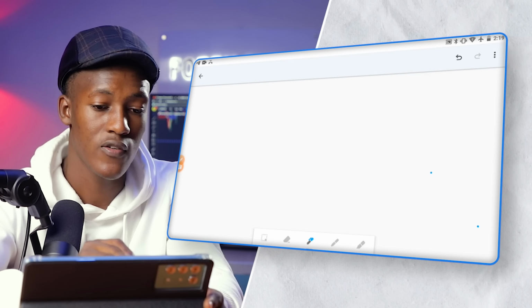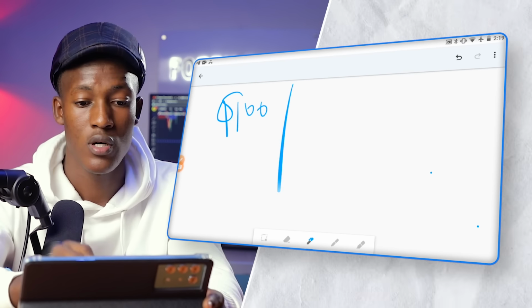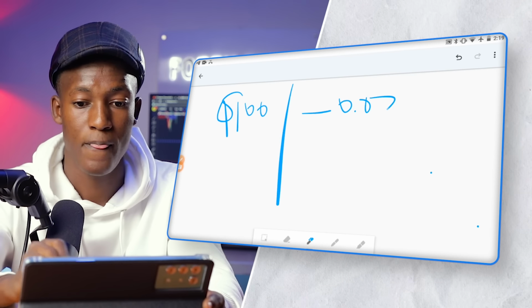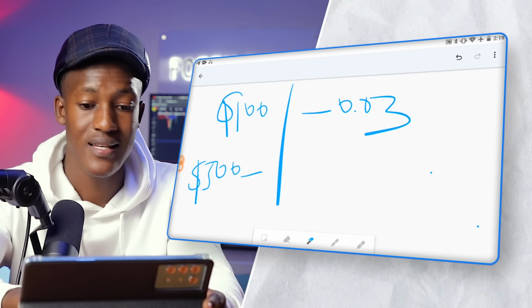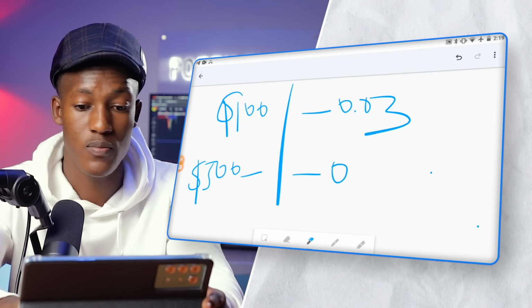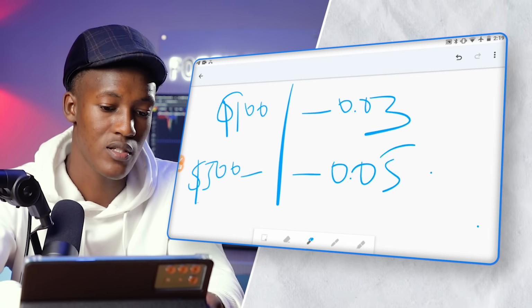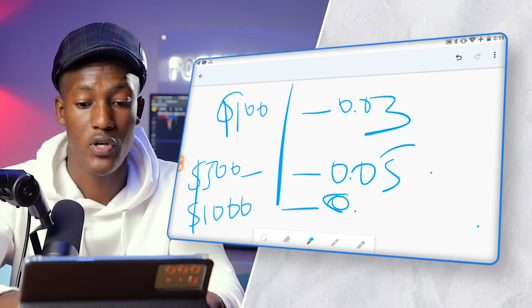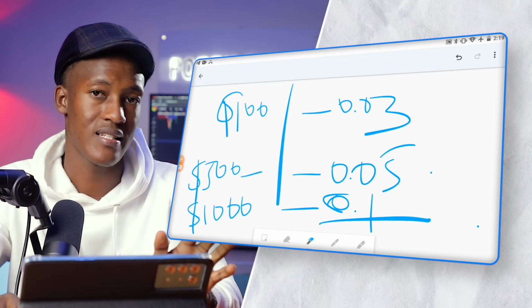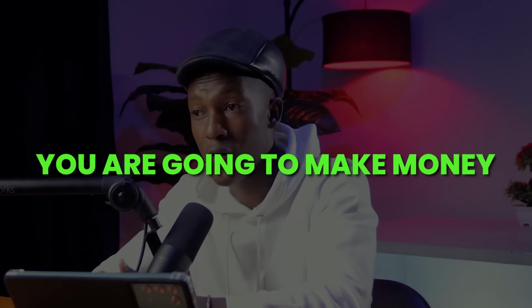For any account of $100 and below, don't exceed 0.03. And then for accounts of about $500 to $1,000, the maximum lots can be 0.05. And then for accounts of about $1,000 and above, the maximum lots can be 0.1. Basic, that's how it is. So combining all these 3 systems, and not trading the other pairs, gold, Nasdaq, US30 and the other volatile instruments, you are going to make money.